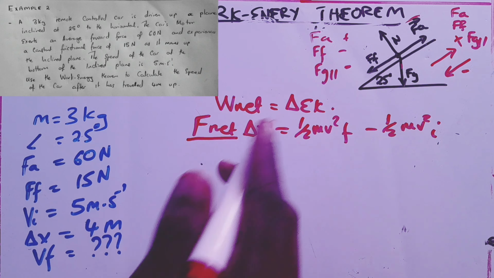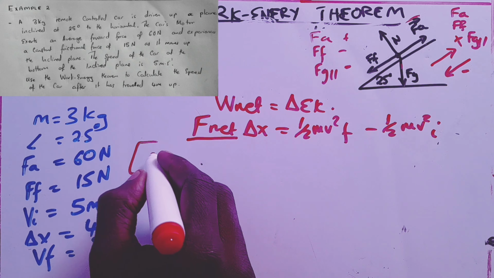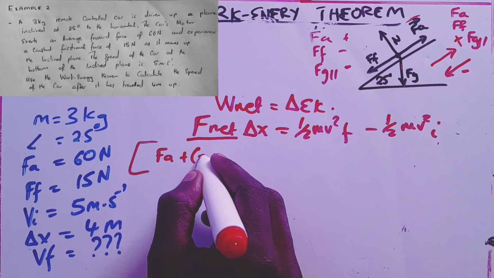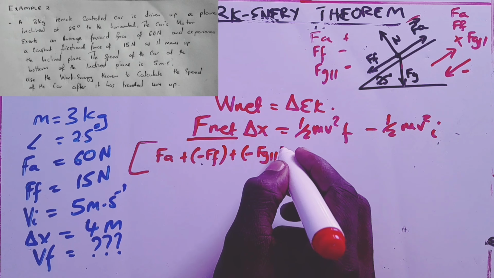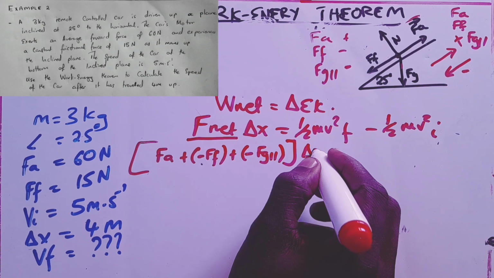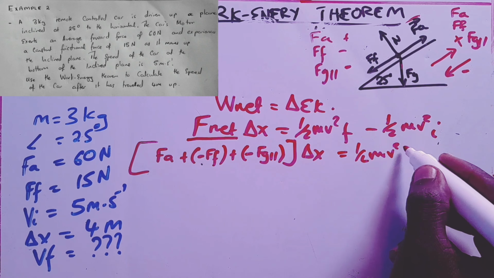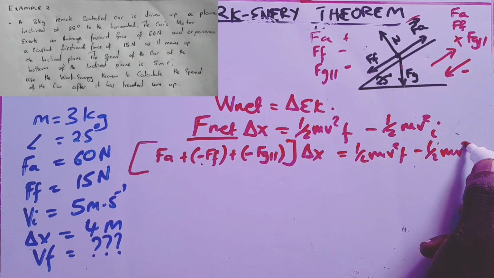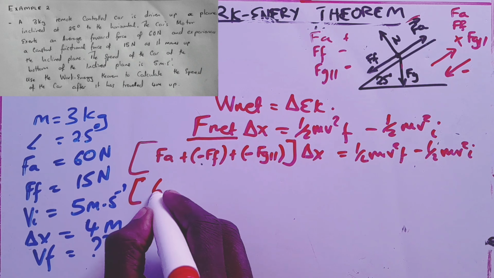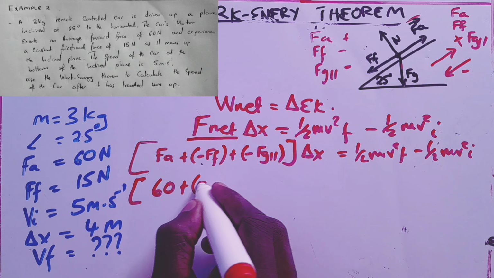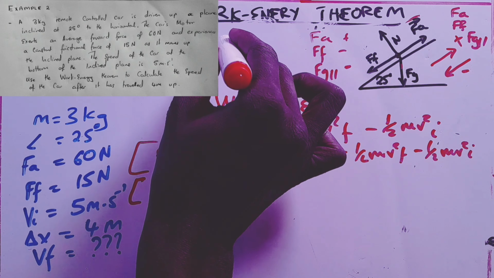What is our F net now? It is the sum of all these forces that are acting parallel to the plane. So this can be force applied plus minus frictional force plus minus Fg parallel multiplied by the displacement, right? Will be equal to half mv squared final minus half mv squared initial, right? So our force applied here, it will be equal to what? 60 plus the frictional force, which is going in the opposite direction, and then Fg parallel, we can calculate it.